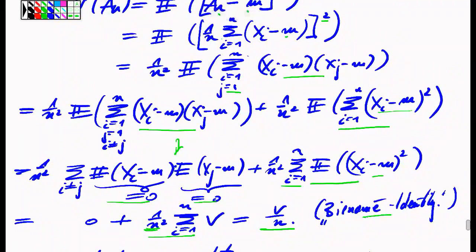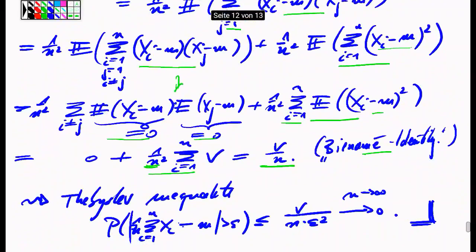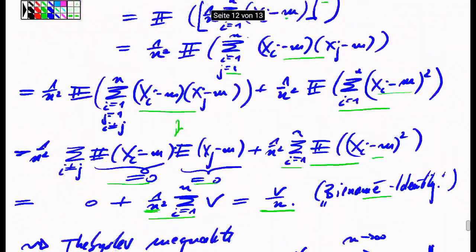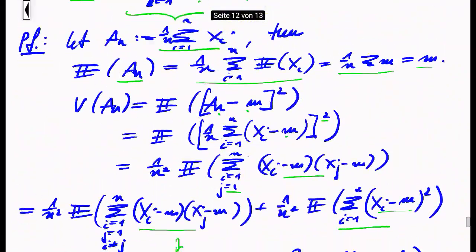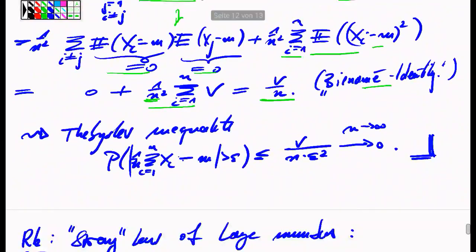Sometimes this is also called the Bienaymé identity. And hence we can apply the Chebyshev inequality to this random variable an, which says that the probability of an being away from its mean value m by more than epsilon is bounded from above by the variance of an divided by epsilon squared, and the variance of an we had just computed, it is v over n. And we see that this quantity converges to 0 when n tends to infinity.